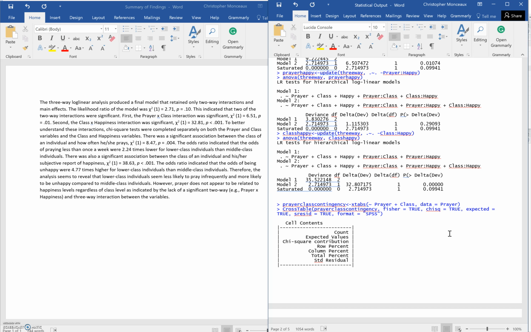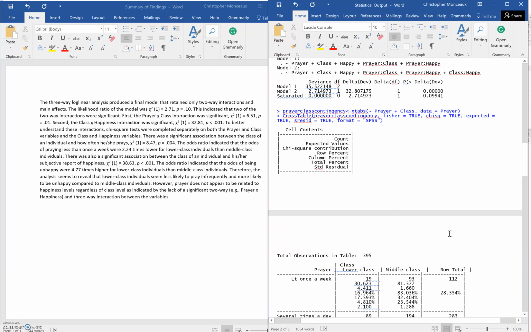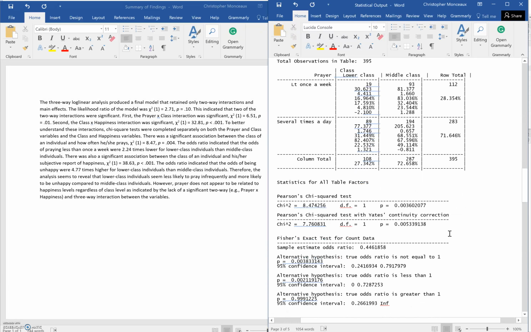So the information for the chi-squared tests came from the Pearson's chi-squared test, which is reported in the summary of findings for the relationship between class and how often he or she prays. You see the degrees of freedom, the chi-square value, and the p-value all come from here. The odds ratio that gets reported there comes from here.